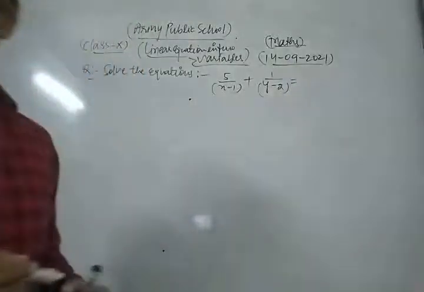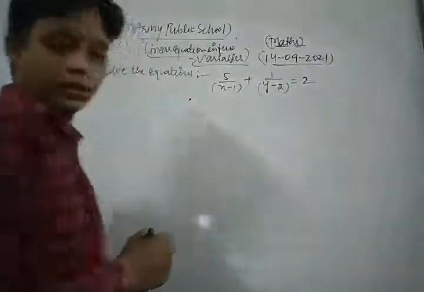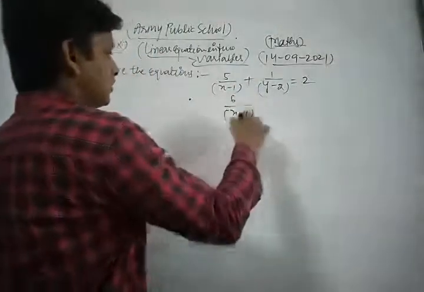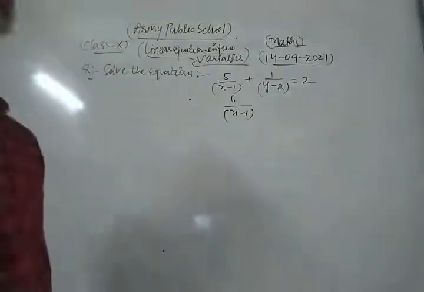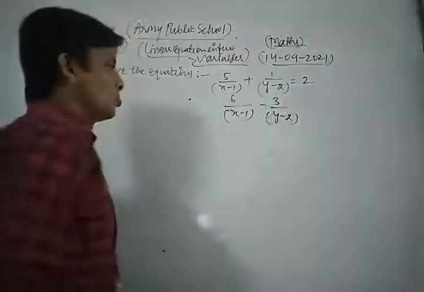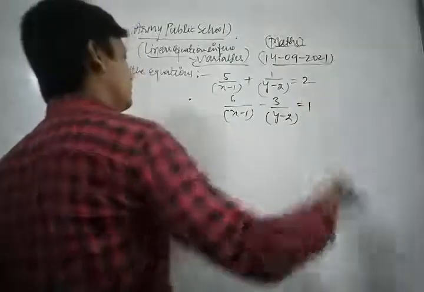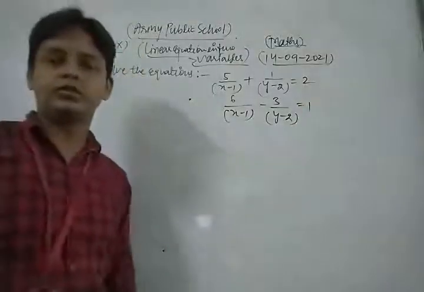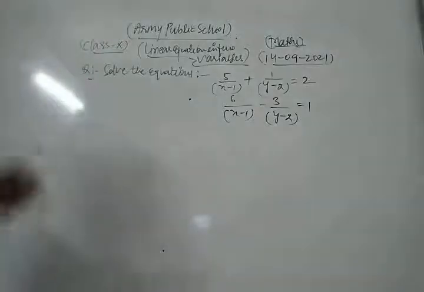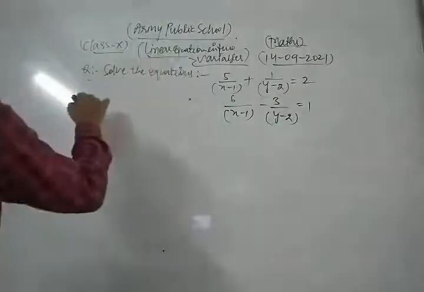Is equal to 2. This is the first equation, dear friend, and the second one is 6 upon x minus 1 minus 3 upon y minus 2 is equal to 1. This is equation number 2. So in this way we have two equations. Okay, now look. So now we solve this question.